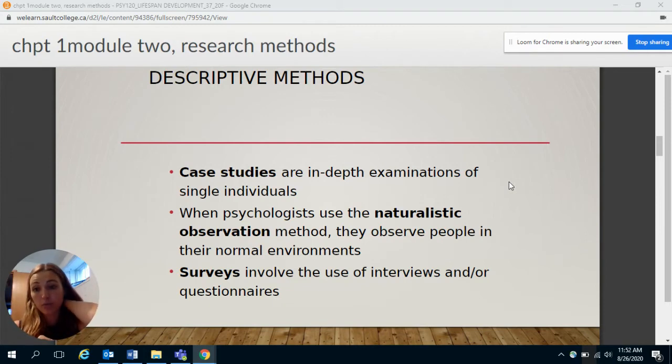Another method of research or a descriptive method would be surveys. So you have probably completed a survey at some point in your life. And this involves using either interviews or questionnaires to gather information. So one of the pros of surveys is you can get a lot of information in a really short amount of time, and they're really cost effective.